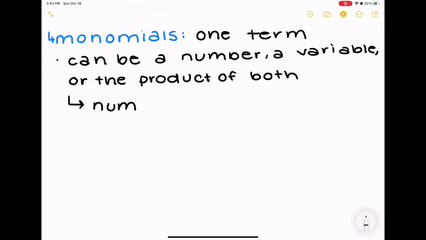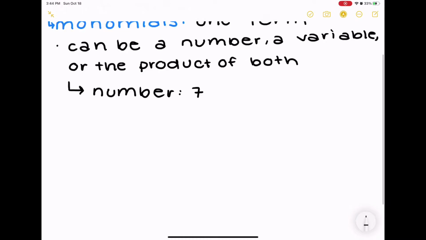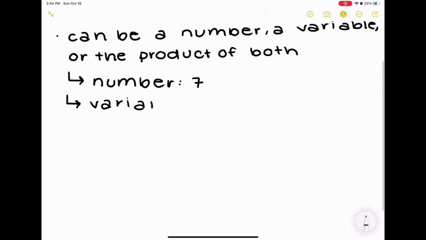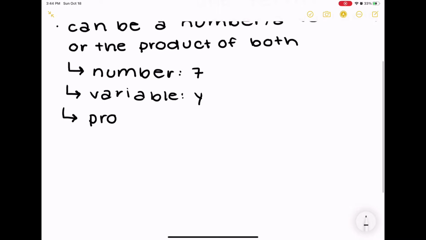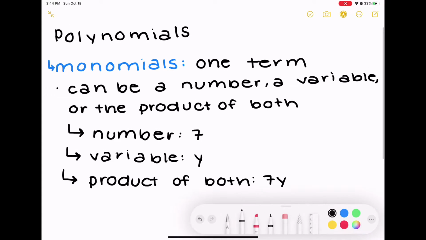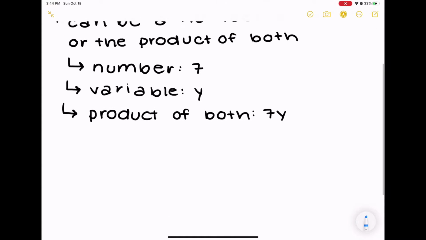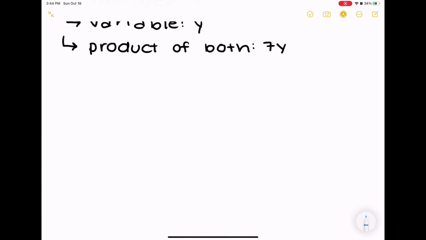So the number can be positive or negative or a fraction, but in this case I just wrote 7. The variable can be any variable. In this case it can be y. And a product of both. Now this means you just multiply both, 7y. As long as there's no addition or subtraction signs, you are good, and it is a monomial.